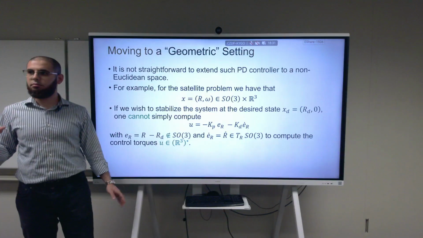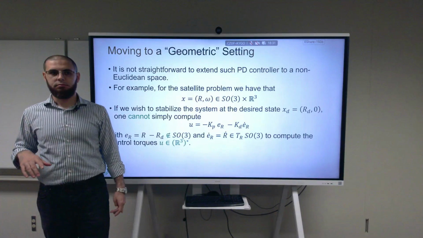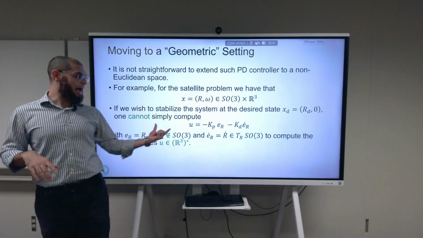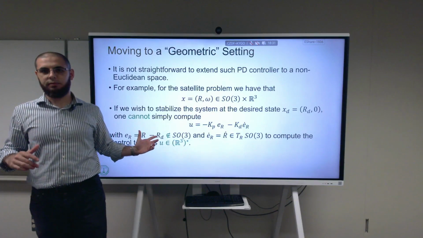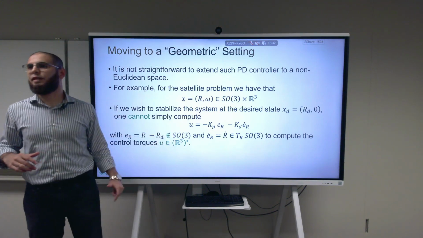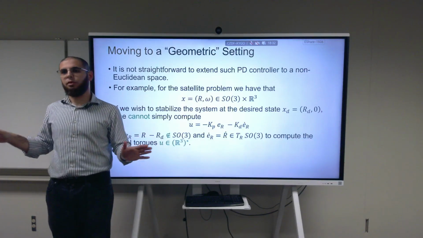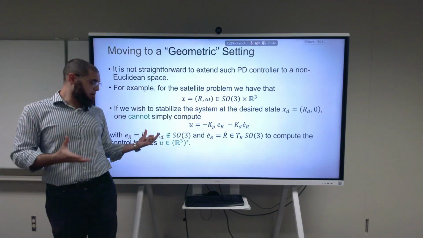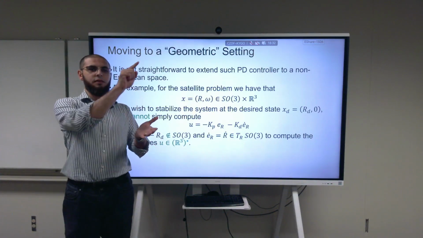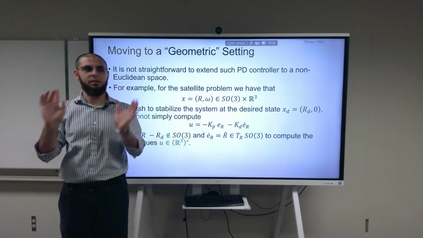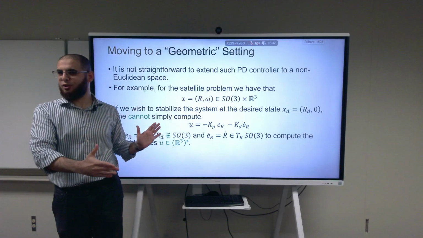Why? Because it doesn't belong to the definition of this orthogonal group. SO3 does not have a vector space structure, and thus I cannot say r minus r desired. It's not defined. But these are 3 by 3 matrices, right? Yes, so this is a 3 by 3 matrix and a 3 by 3 matrix. Why not just say first element minus first element, second element minus second element? Does it work? No. Alhamdulillah, it took us 20 lectures just to convince you of that.